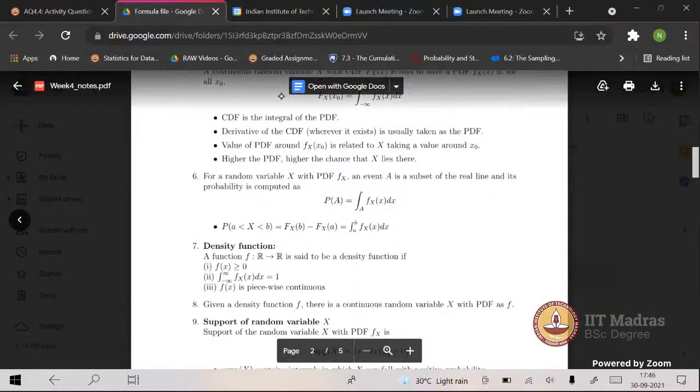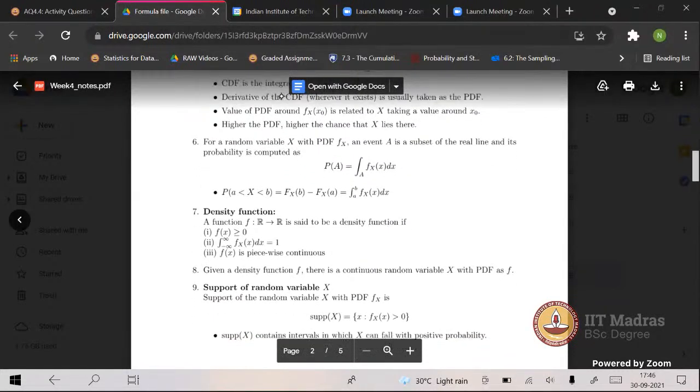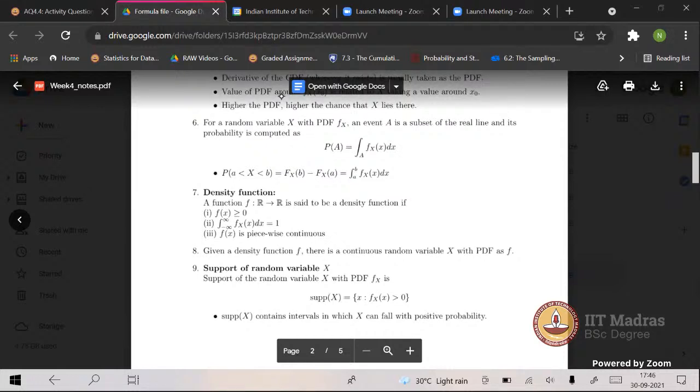So before defining a PDF, let's define the density function in general. Just look at point 7 here. A density function is a function from real line to real line if it satisfies three properties. The first property is that it is always a non-negative function. The second property is that the area under that curve is always one. The third property is that it is piecewise continuous.